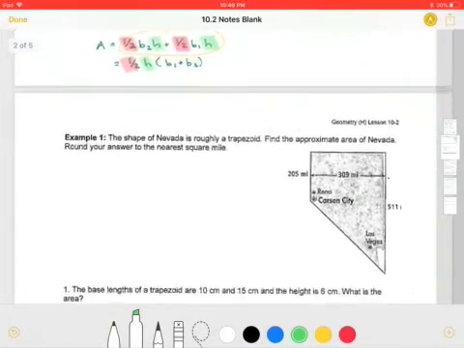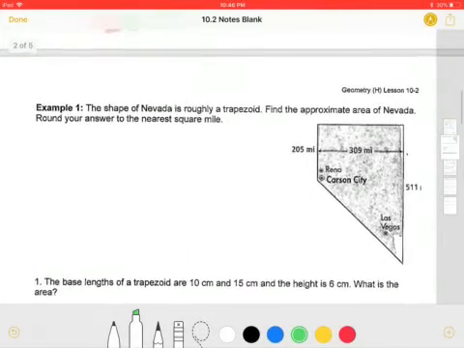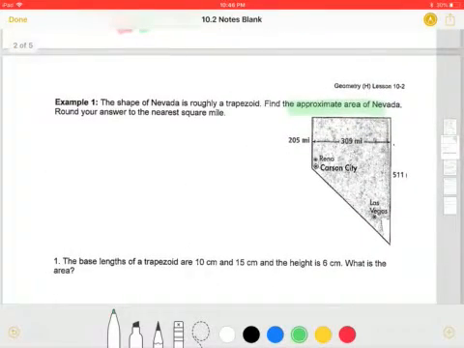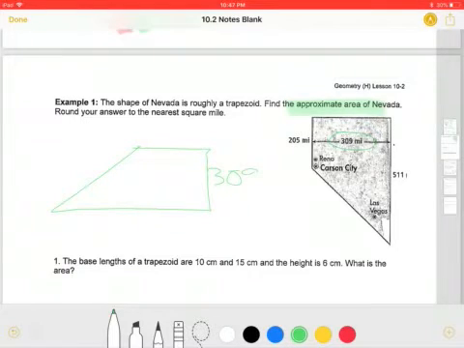Let's take a look at this first example here. Nevada, great state. Roughly shaped like a trapezoid, and we're being asked to find the approximate area of Nevada. Simple task. Although at first glance this doesn't look like a normal trapezoid that we saw way up here, don't let that confuse you. Try to draw it again. Where hopefully you can see that the height of this is 309. This top base, the smaller of the two, you can call 205. This you can call 511.